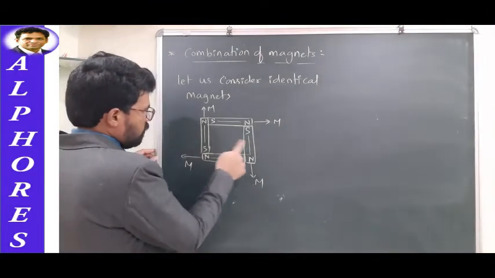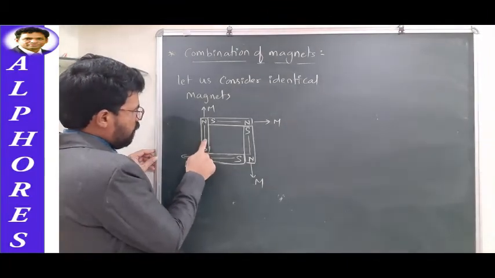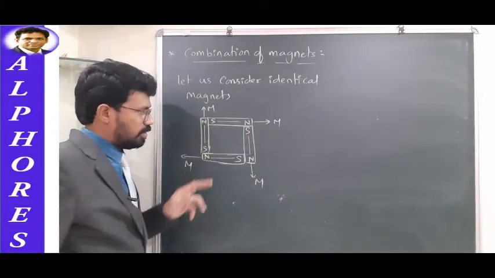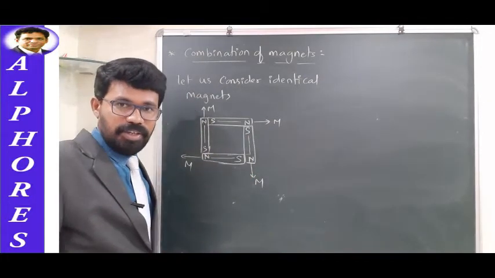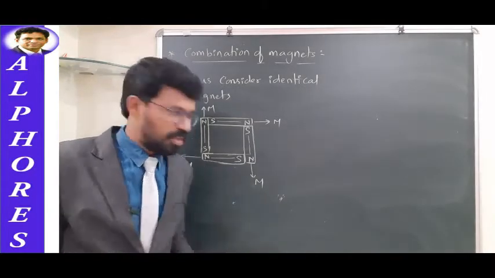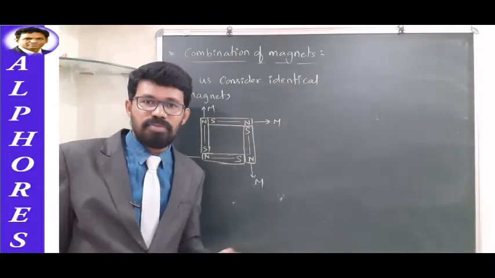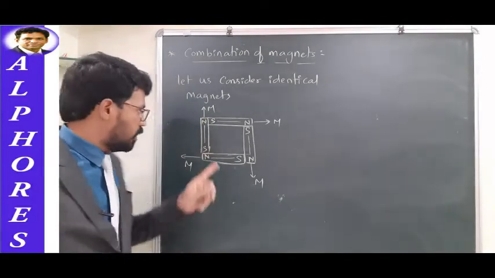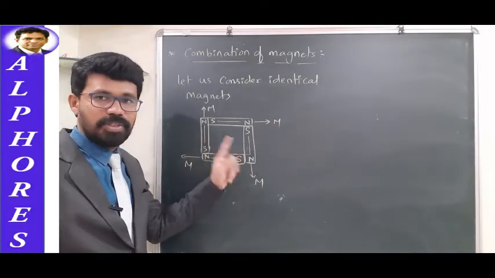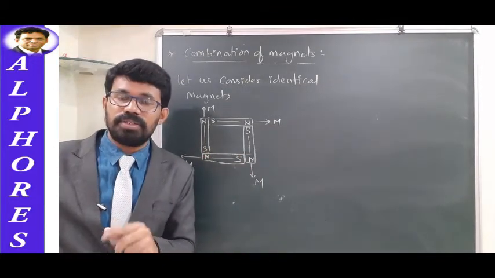Observe these two magnets. Magnetic moment of this magnet is in the upward direction and magnetic moment of this one is in the downward direction. So these two are opposite in direction. If both are opposite in direction, resultant magnetic moment will be equal to the difference between those two. Since both are identical, M minus M will be equal to 0. So the contribution of these two magnets to the magnetic moment is 0.